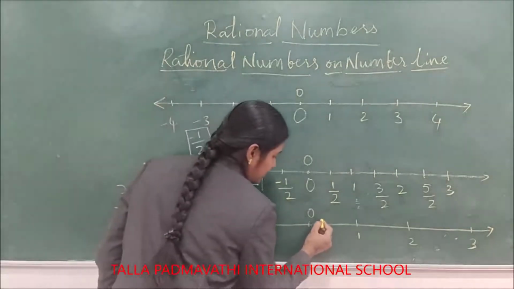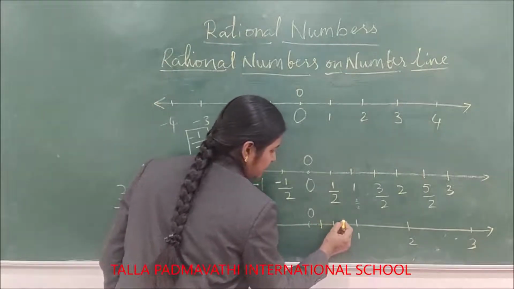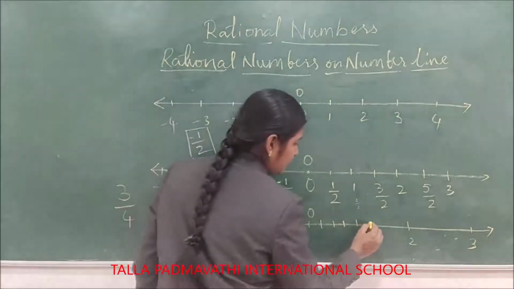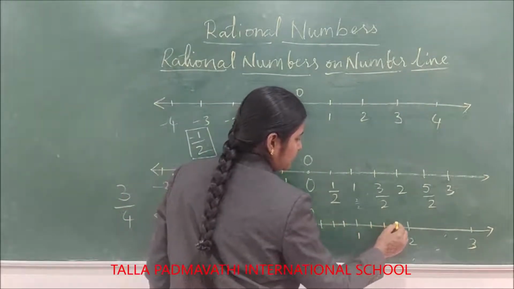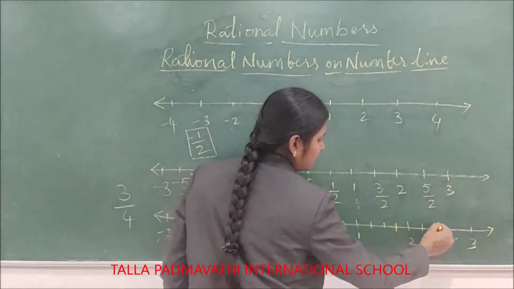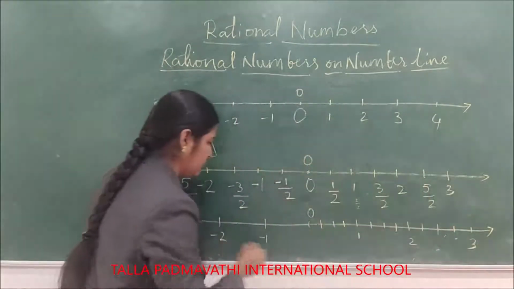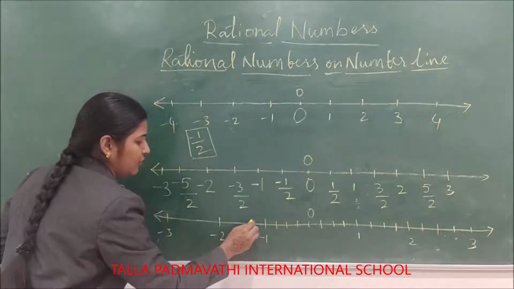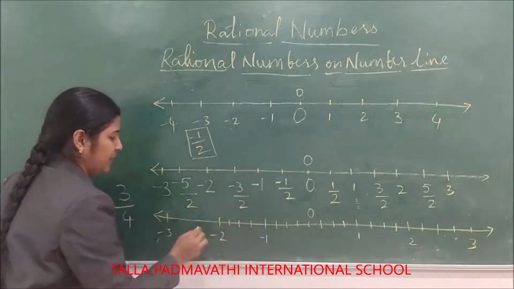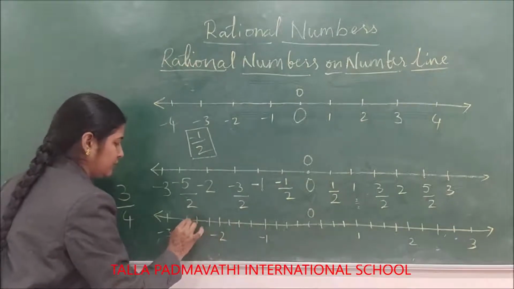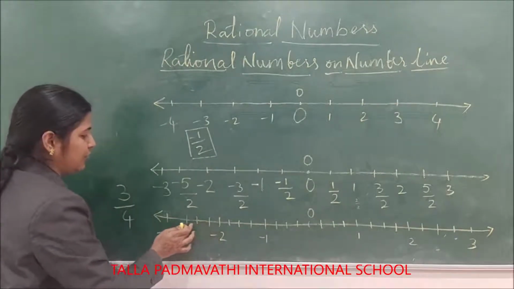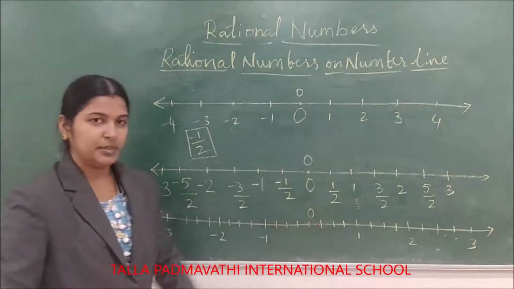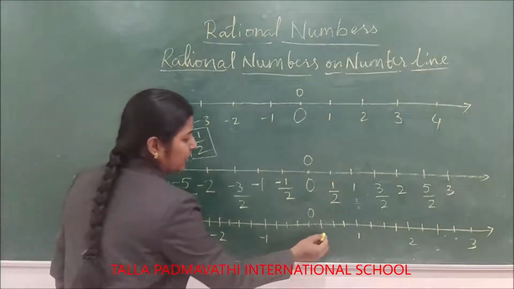So 4 equal parts. 1, 2, 3, 4. Here also 1, 2, 3, 4. So here also you will be getting 1, 2, 3, 4. From one number to the other number, we need to take 4 equal parts.